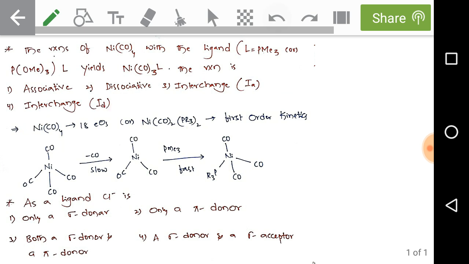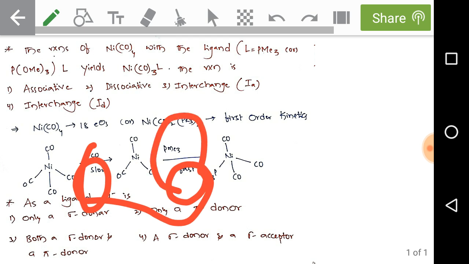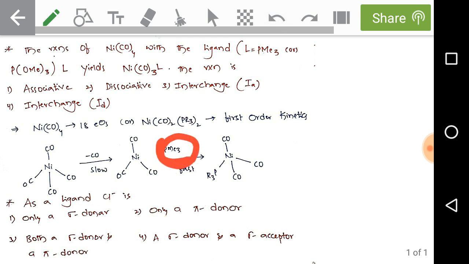may be following first order kinetics, and here due to its 18 electron species, in the first step simply one of the ligands, that is CO, cleaves from it, which is a slow step, followed by the fast reaction where the trimethyl phosphine ligand coordinates with nickel.